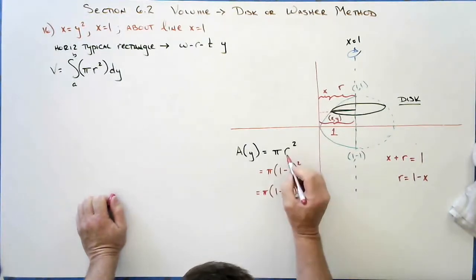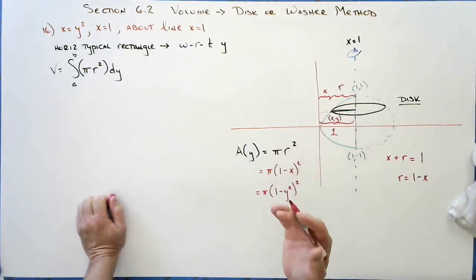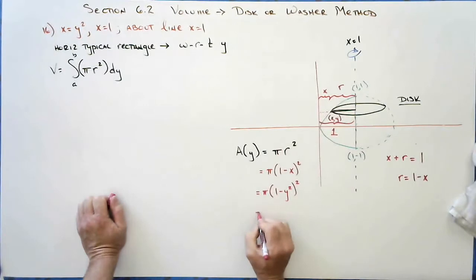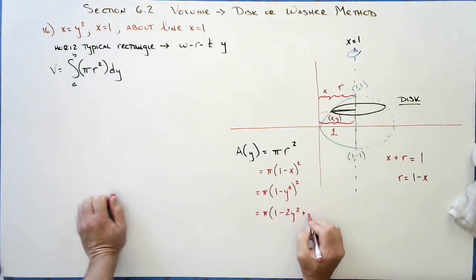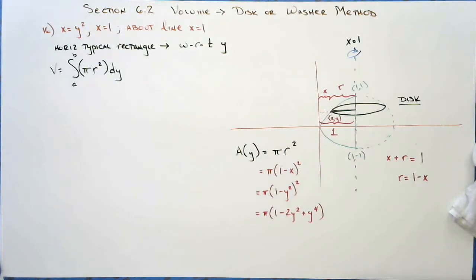And let's not forget, we're taking the radius squared, area of a circle, pi r squared. So we're going to square that. Now we're going to go ahead and multiply that out. That's 1 minus 2y squared plus y to the 4th. There is my formula for the area in terms of y.